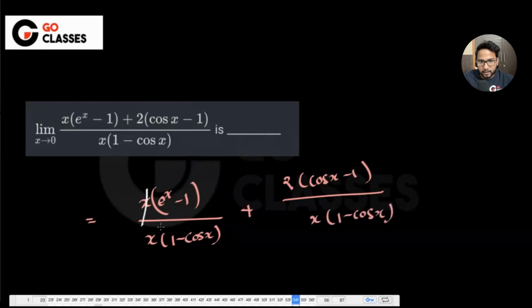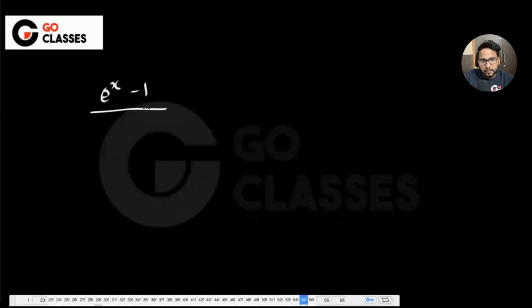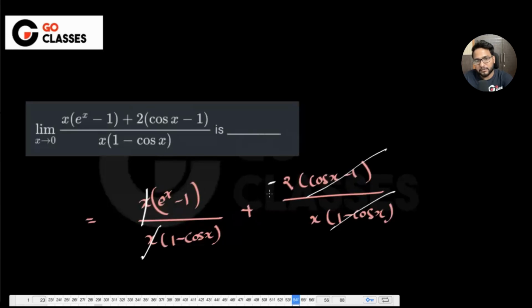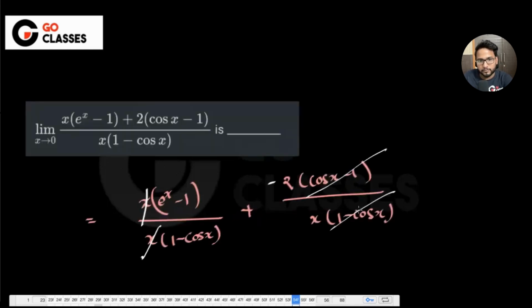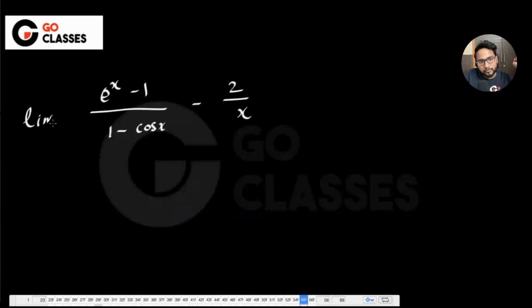See, this x will get cancelled out, right? This is -1, this is -1, -2 upon x. That's fine, right? So finally you got (e^x - 1) upon x, minus (1 - cos x)... sorry, this is minus 2 upon x. Okay. And here limit x tends to 0.